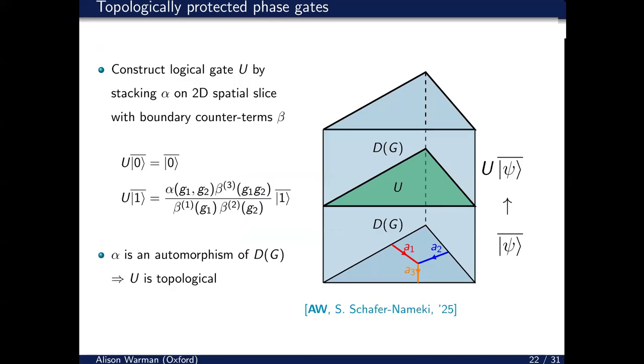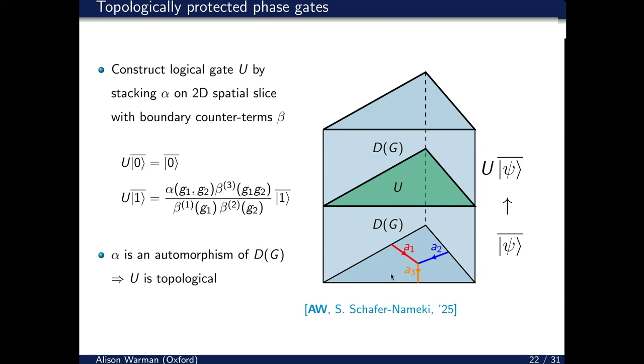Now, putting everything together, we see in this picture that we have a state, which can be either trivial or this non-trivial state with the 3 anyons. So this is a logical state, which you can denote by psi. Then we use an automorphism symmetry of the TQFT to construct a unitary U, which is obtained by evaluating this group 2-cocycle in the bulk. This is like stacking this SPT on this surface bulk with the boundary counterterms beta. These are instead functions only of one group element.